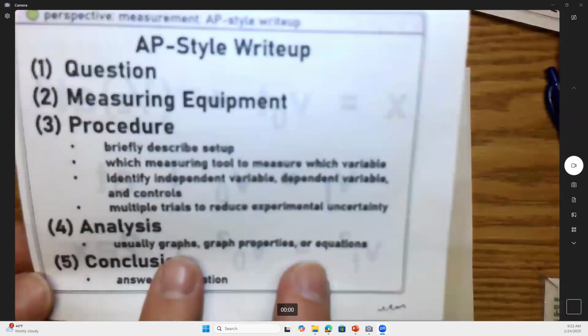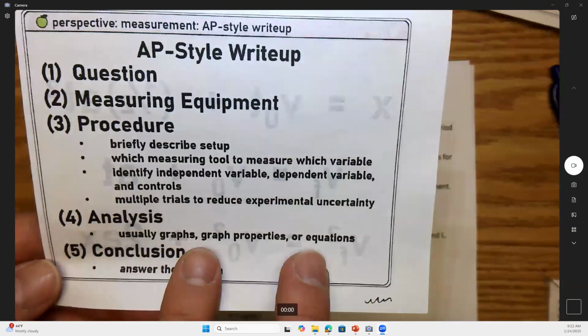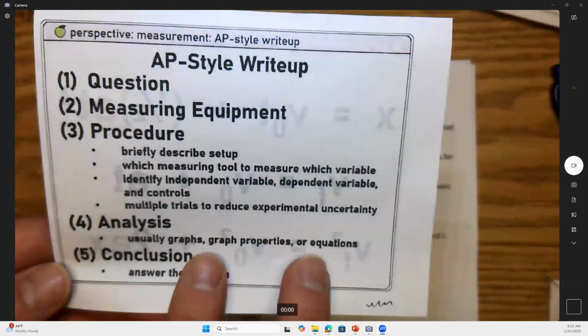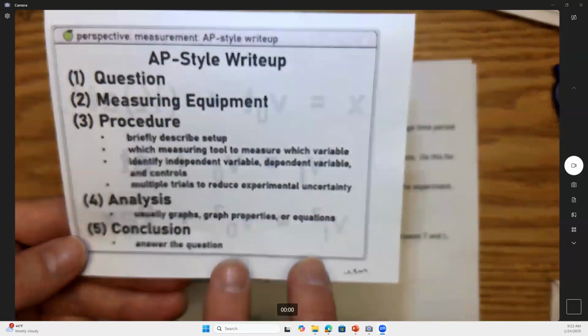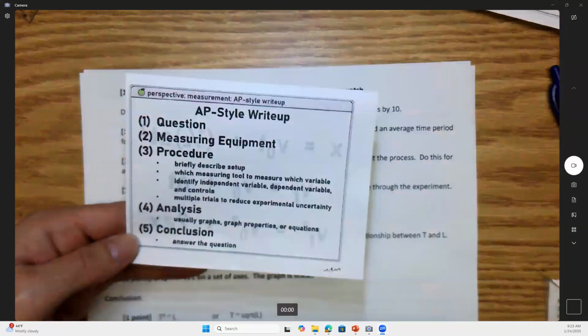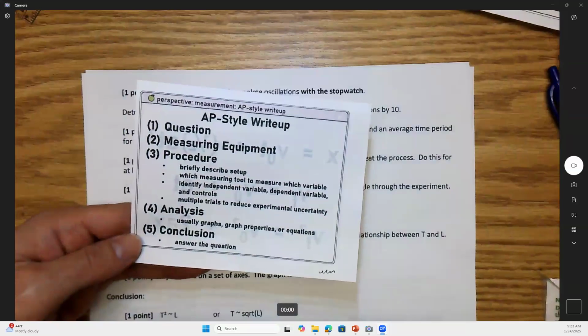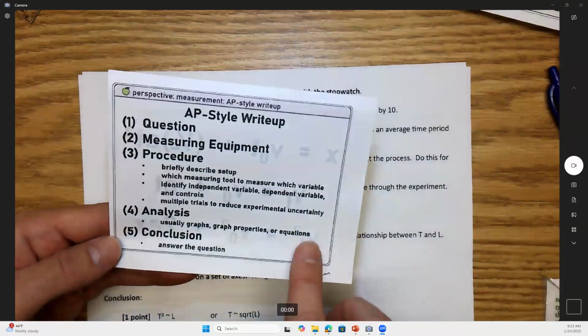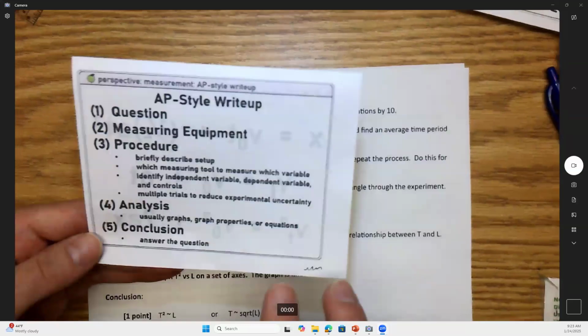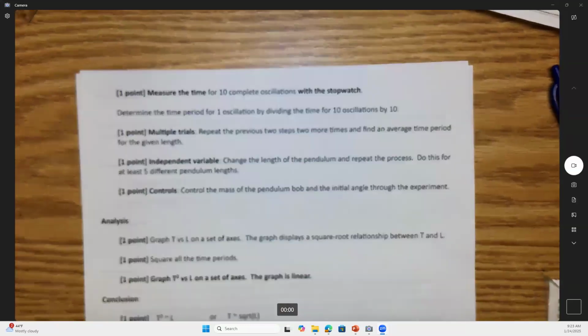Analysis. So what I write here is it's usually graphs, graph properties, or equations. Right. Now this is going to be a graph version, definitely. Right. Okay. Sometimes if you're solving for like a specific thing, like find the spring constant of the spring, that might be more of an equation type. Right? But yeah, graphs if you can make graphs. Right? And a lot of times the AP will give you actions.